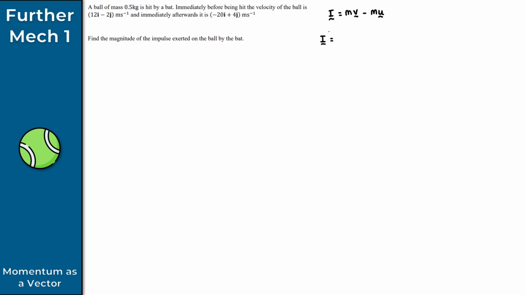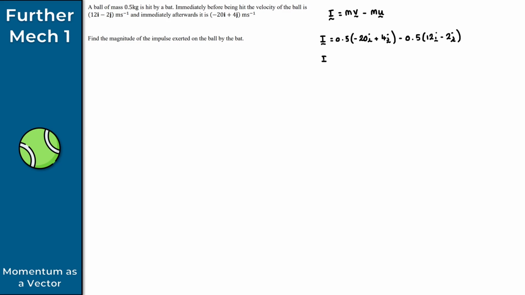is equal to, so m for this question here is 0.5. I've got 0.5 times v, that's the final velocity here, which we can take as minus 20i plus 4j, like so. And then minus here, again, 0.5 times u here, which is the initial velocity. So that's 12i minus 2j, like so. So let's just evaluate this here then.